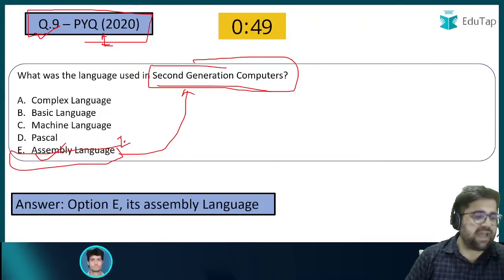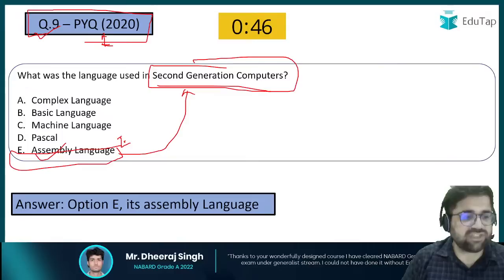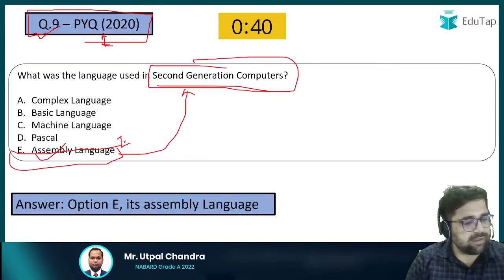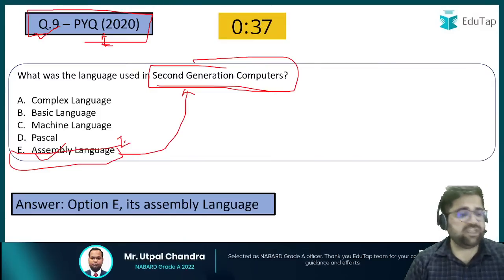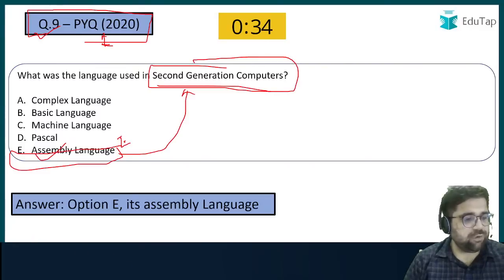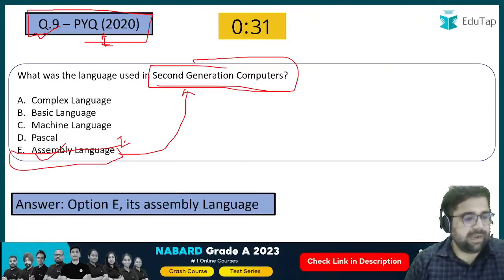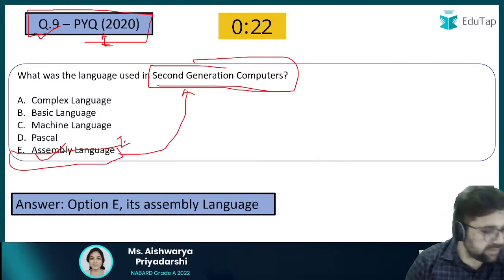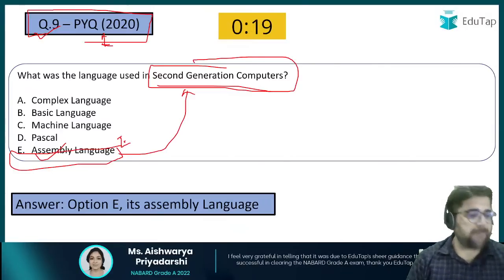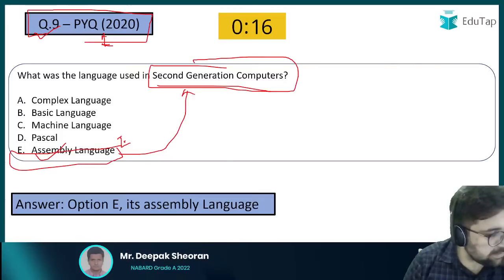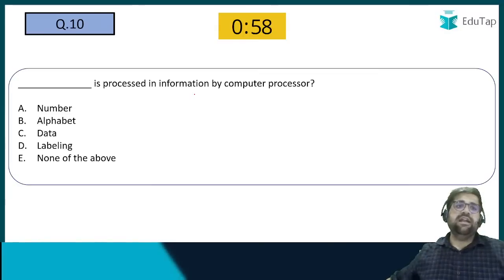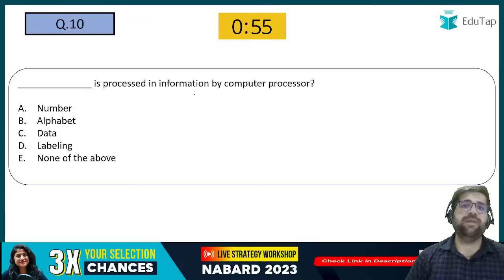Fourth generation ke andar, what type of languages were there? I am seeing the chat box. Please type in your answers. 80 people are there, but hardly 12 to 15 people are answering. Under fourth generation, which type of language was used? Yes, good, very good, Rashmi. It was software languages, or you can say software packages as well. Good, good, everyone. Rashmi, Shoyab, Rajeshwari, Yukta, everyone is going on the right track. Question number 10. Dash is the processed information by computer processor.